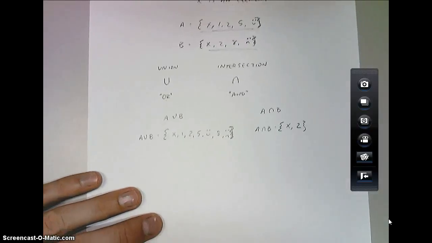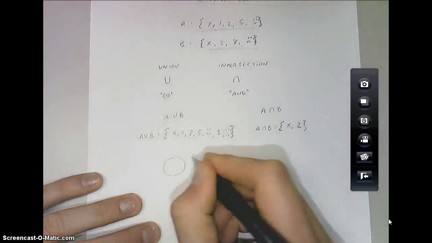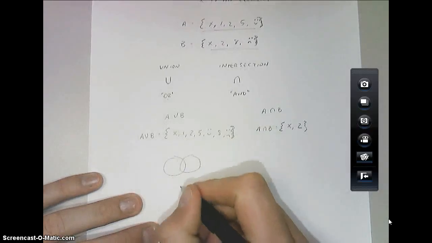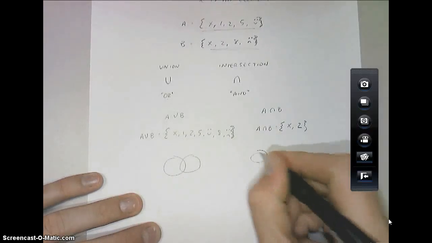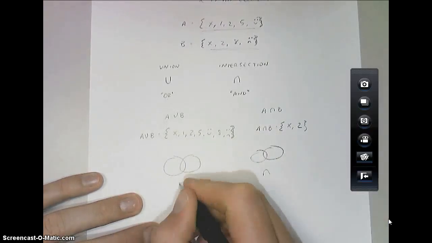All right, so if you're looking at that as a Venn diagram, for the intersection, let's do, so we have intersection, we have union.